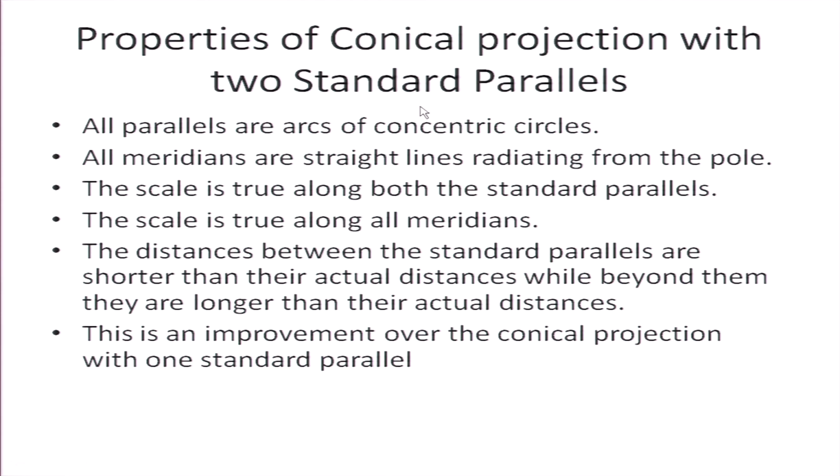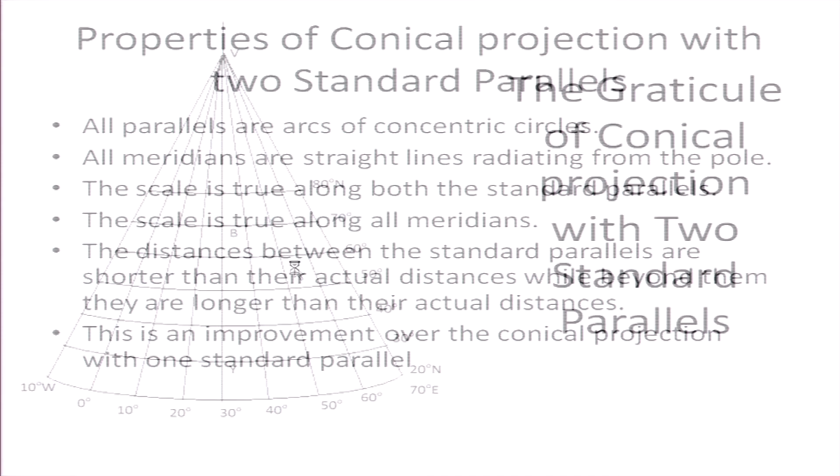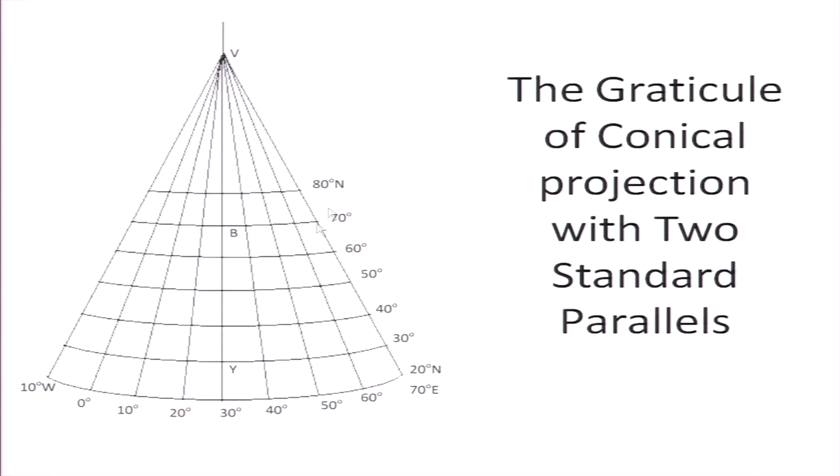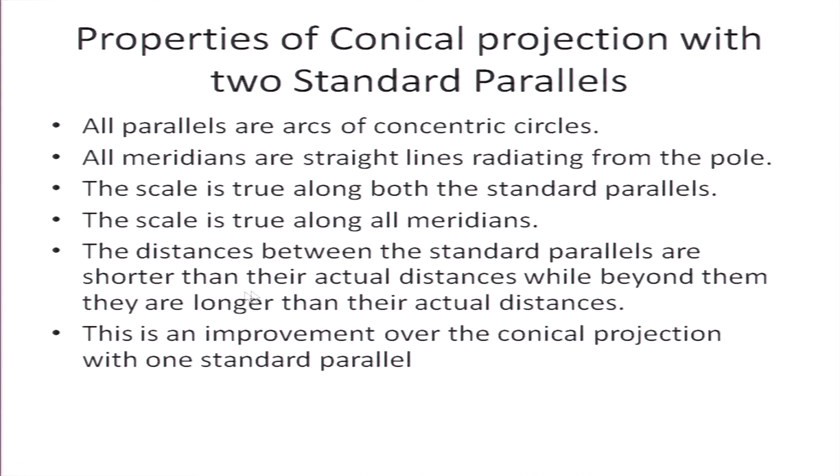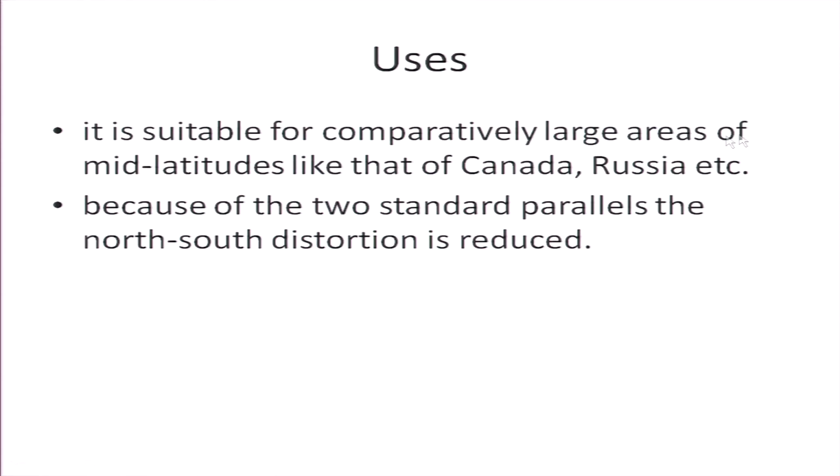So coming on to the properties of conical projection with two standard parallels, you see parallels are arcs of concentric circles. We have drawn them from the same point, and the meridians are straight lines radiating from the center. You can see meridians are all radiating from the center. There are two parallels which are drawn true to scale, and all meridians are drawn true to scale. The distances between the standard parallels are shorter than their actual distances, while beyond them they are longer than their actual distances. So as I told you, this is an improvement over the conical projection with one standard parallel, and it is suitable for comparatively larger areas of mid-latitudes like that of Canada, Russia.